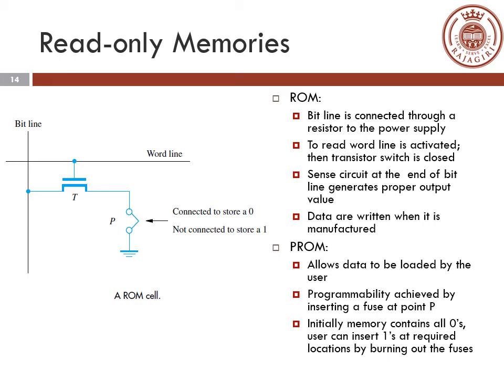Now coming to the ROM structure, if you want to store a 0, that connection will remain there. If you want to store a value of 1 over there, you will be burning off that fuse, and that's how you store a 1. So in the case of ROM, this data will be written by the manufacturer.